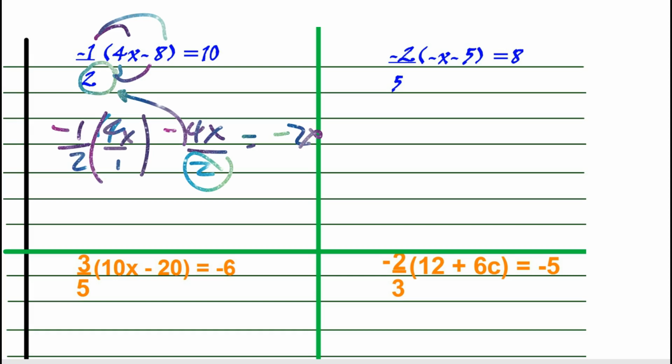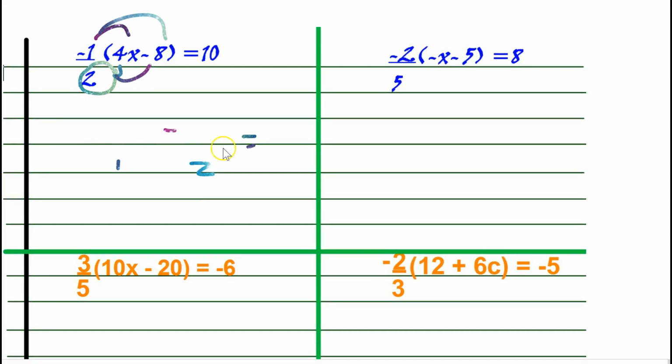So watch this magic. Hold up. Let me use the eraser. Watch this magic, y'all. If this number goes into both of those numbers, just divide them. So 2 goes into 4x, we're going to say 2x, and then 2 goes into 8 negative 4 times. And then take that negative 1 and distribute. So negative 1 times 2x is negative 2x, and then negative 1 times negative 4 is a positive 4, is equal to 10.